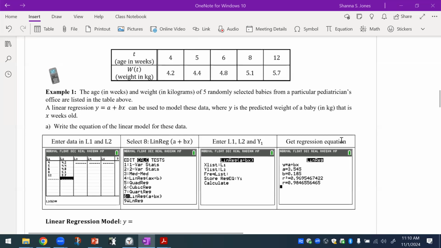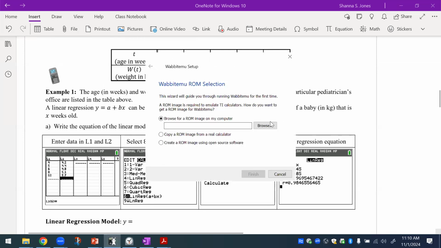Okay, so are we ready to run through a review of a regression model? Linear regression? Yes? All right.